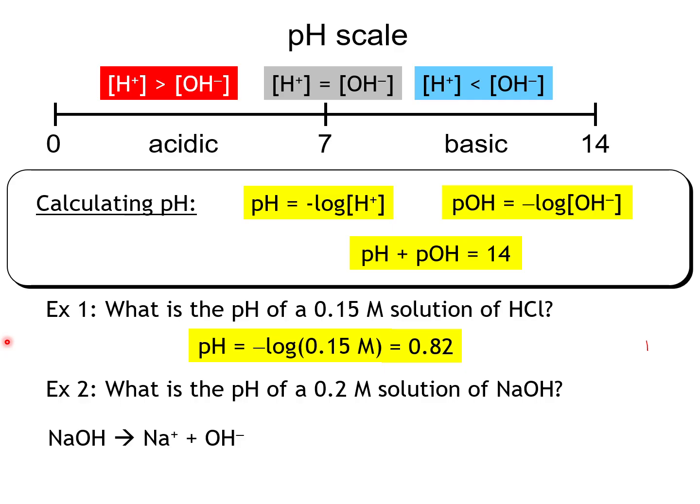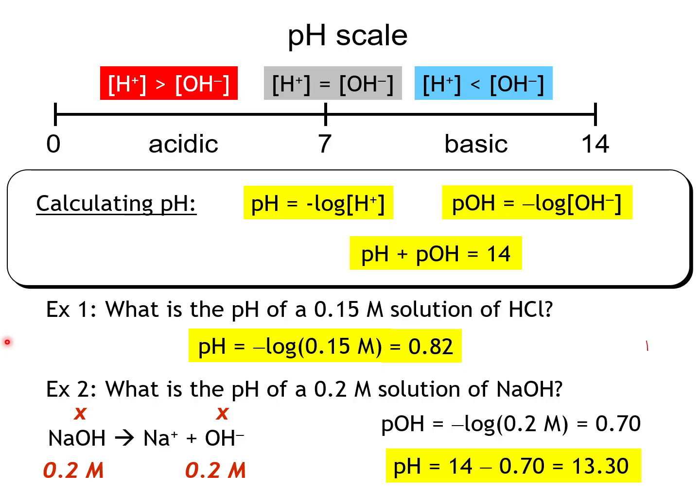So going on to our example, if the sodium hydroxide is 0.2 molar, we've got a 1-to-1 relationship, so that means the hydroxide concentration is 0.2 molar. So that means our pOH is equal to 0.7. So that means pH, it has to add up to 14, so pH is going to be equal to 14 minus 0.7, or 13.3.